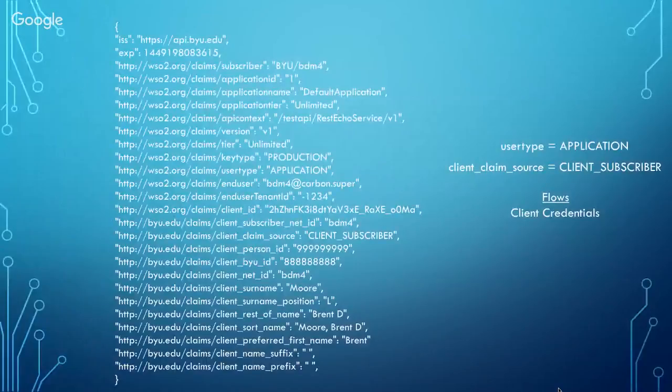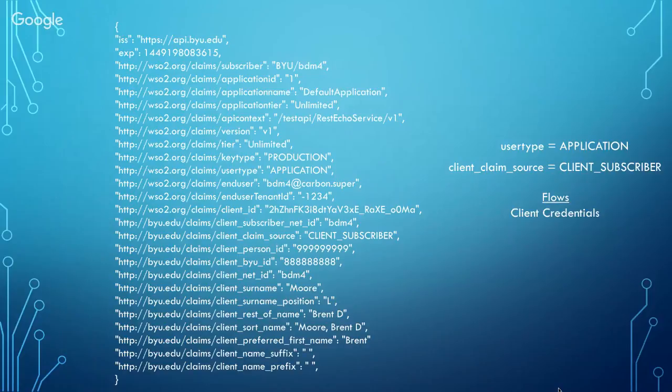This is what one of the possible JWATs you could get looks like. We'll go over, there are 4 different possible combinations of things you can get in a JWAT. This specific JWAT is only including client information. You can see on the right-hand side, the claim user type is set to application, and the client claim source is set to client subscriber. We'll go over those.